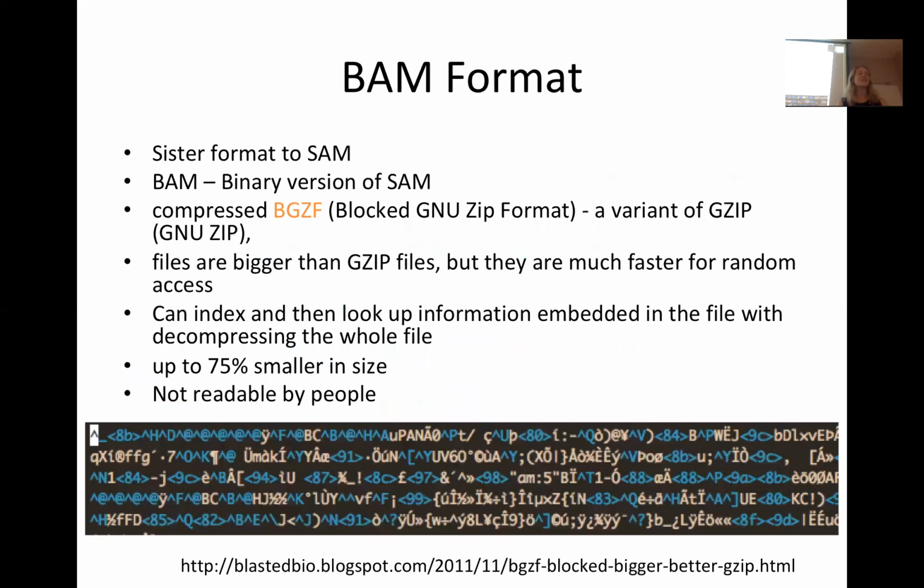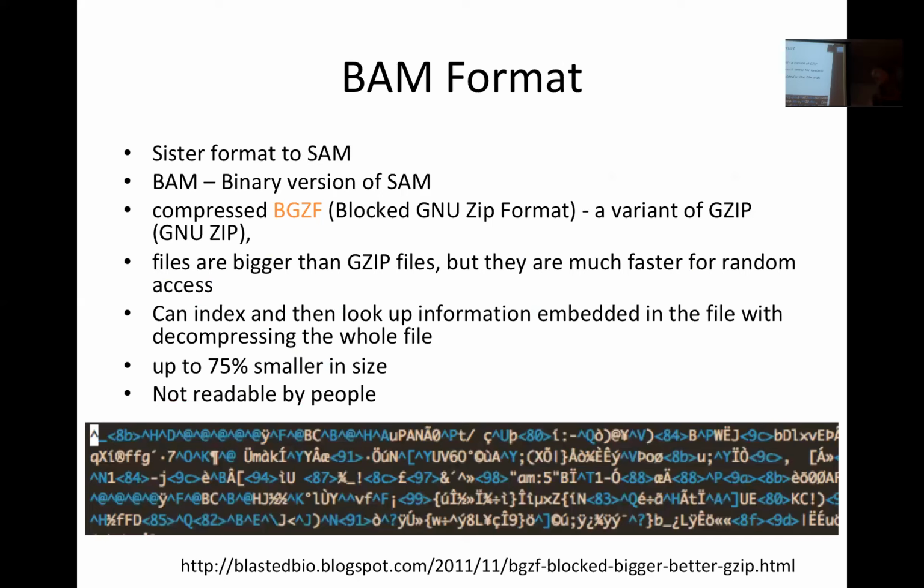Okay, the sister format to the SAM file is called BAM, and it is the binary version of SAM. And basically, it is a type of zipped file. It is a fancy blocked new zip format. So it's a little bit bigger than gzipping, but it's easier for a computer to access the middle of the file. So a piece of software can load the file, look up information in the middle without loading everything before and after. So the way it's compressed is good for file access. It is up to 75% smaller in size than the SAM file, which is nice.